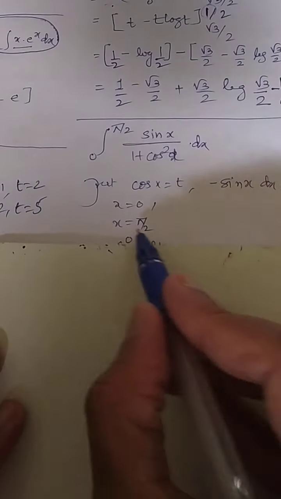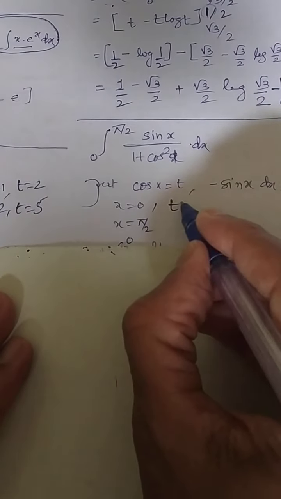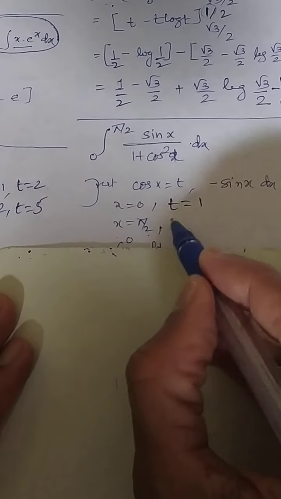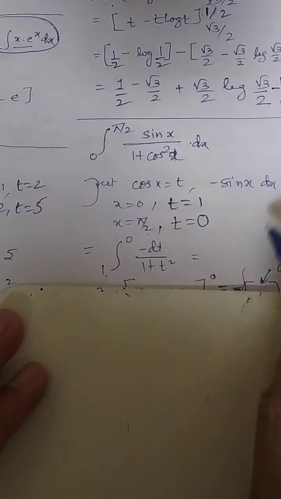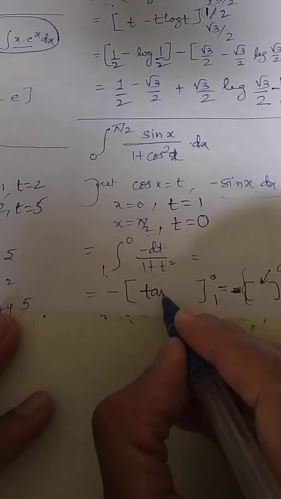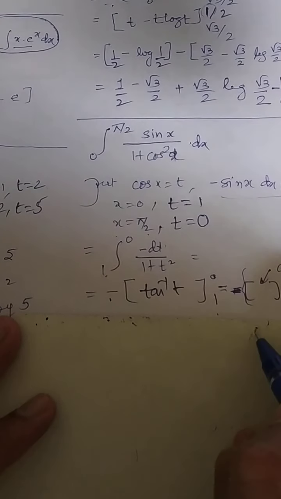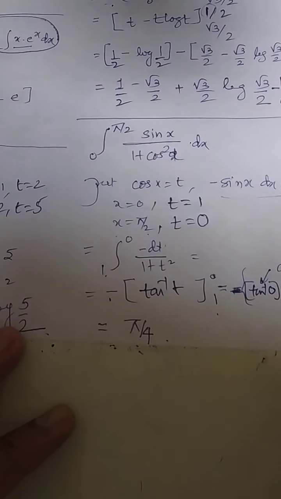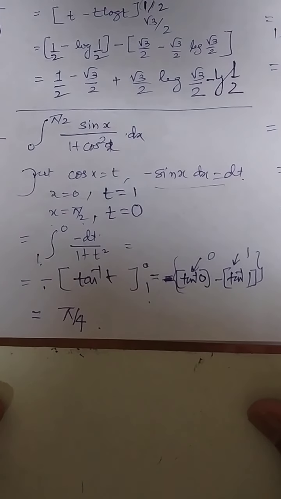See, now if x is equal to 0, you will get cos 0 equal to 1. So the t value will be equal to 1. When x is equal to pi by 2, cos of pi by 2 will be equal to 0. So the new limits are 1 and 0. This value is minus dt by 1 plus t square. What is the integration? Correct, it will be tan inverse of t. The minus sign I have kept outside, with limits 0 and 1 over here. It will be tan inverse of 0, over here tan inverse of 1. So if you open up and simplify, then you will get the value as pi by 4.